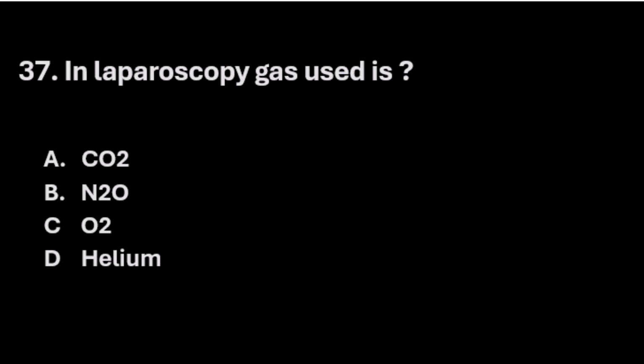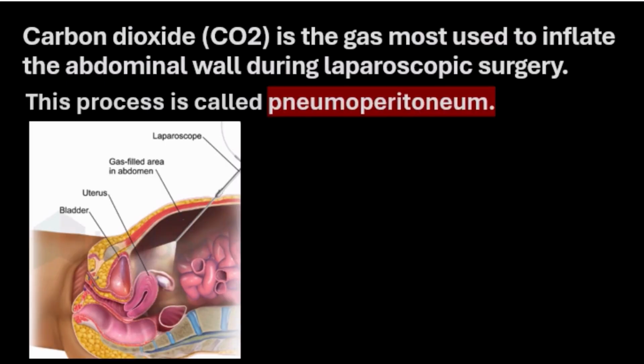Next question. In laparoscopy, gas used is option A CO2, option B N2O, option C O2, and option D helium. The right answer is option A CO2. Carbon dioxide or CO2 is the gas mostly used to inflate the abdominal wall during laparoscopic surgery. This process is called pneumoperitoneum. This is the diagram. Inflating the abdominal cavity using CO2.